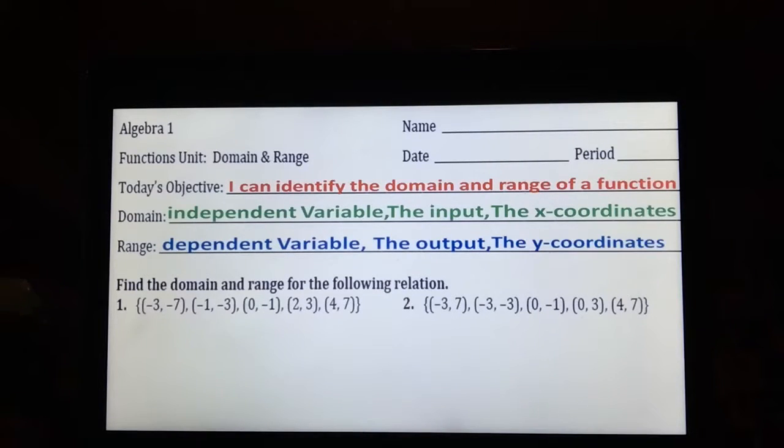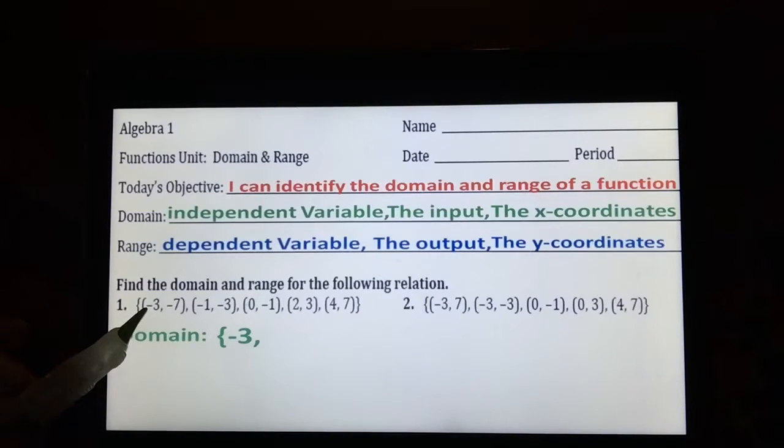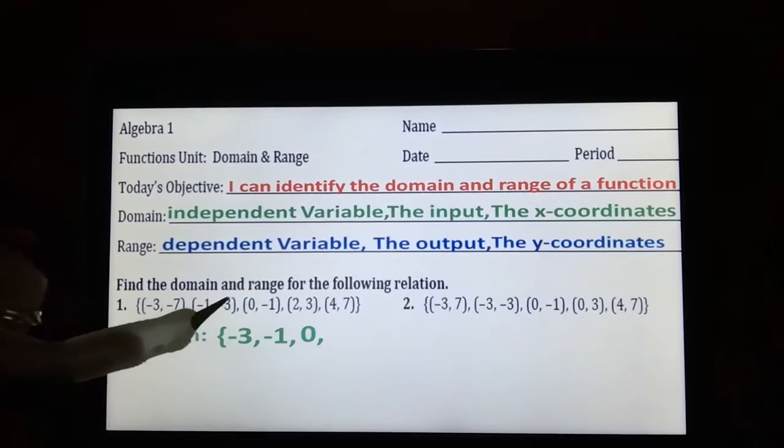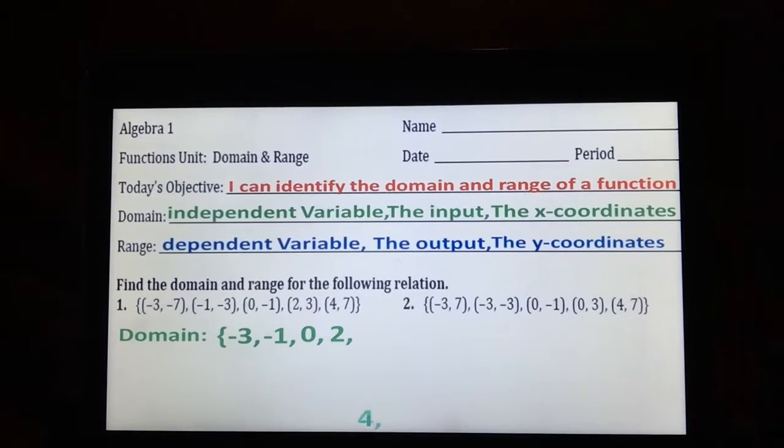Now, down here you can see a set of ordered pairs. For the first one right here, the domain would represent every x value. We have ordered pairs in here, and we know that in an ordered pair, the x value is the first number in the ordered pair. So the first domain would be this -3, because that's the first x value. The second one would be -1, then we'd have 0, then we'd have 2, and then we'd have 4. Because again, those are all of the x values.